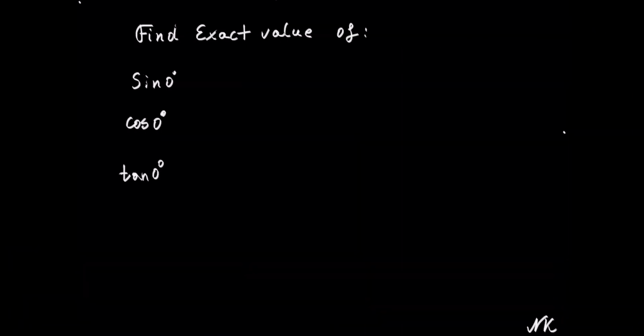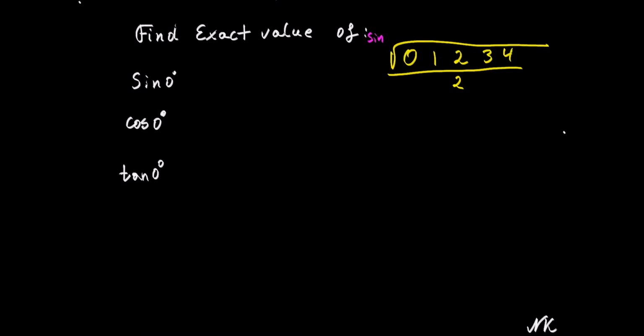In this problem, we have to find the exact value of sine of 0 degrees, cosine of 0 degrees, and tangent of 0 degrees. We begin this problem with making a reference table, which is 0, 1, 2, 3, 4. We take a square root of this whole thing and divide everything by 2. So now the big thing to remember is that sine will go from left to right. So we have 0, 30, 45, 60 and 90. And cosine will go from right to left. So we have 0, 30, 45, 60 and 90.